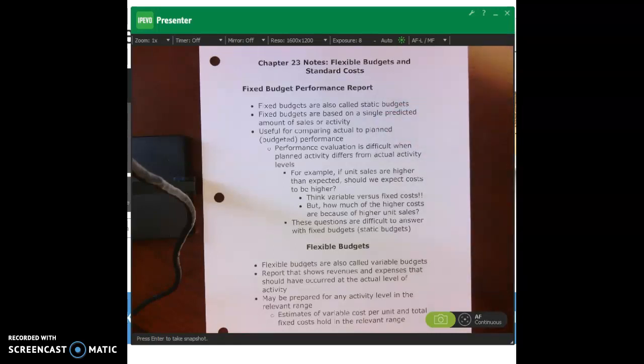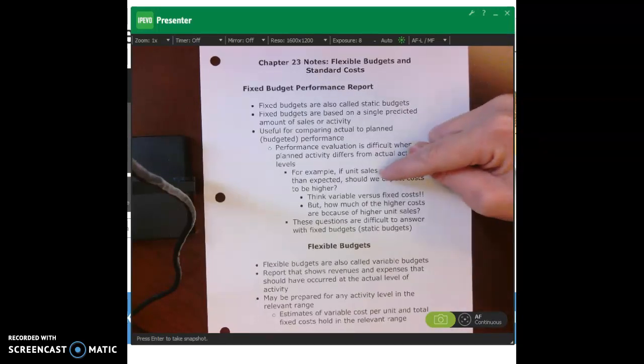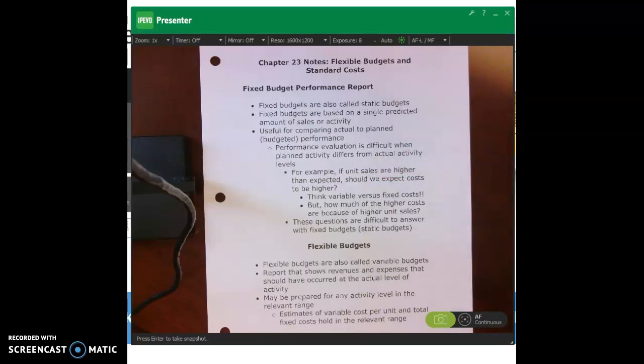So they're really useful if we planned on making 100,000 bottles of soda, and then we actually made 100,000 bottles of soda. It would be useful in that context. But the problem is, that doesn't always happen. Sometimes unit sales could be more or less than budgeted.